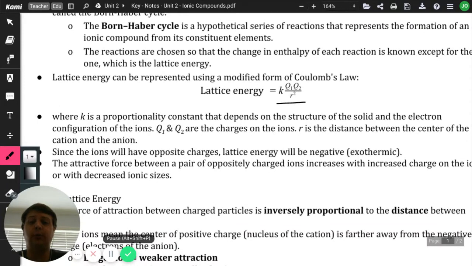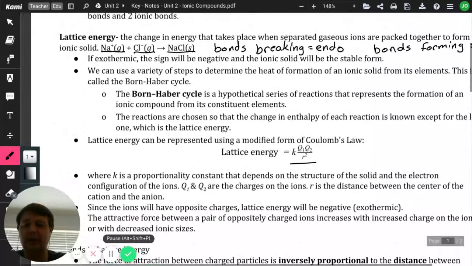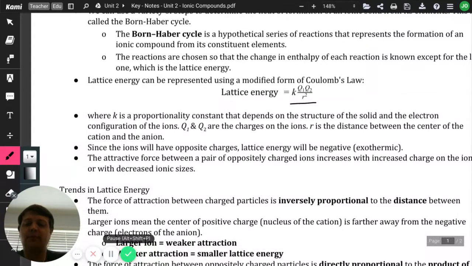Okay. So one thing that we can notice is that we can use pretty much Coulomb's law to determine how much lattice energy is there. Now, lattice energy is just the change in energy that we'll see when those bonds form. But it's basically a modified form of Coulomb's law. K is still the proportionality constant. The problem with K is it does depend on the structure of the solid and the electron configuration of the ions. But a lot of times you will be told what your K is, or you'll be solving for it.